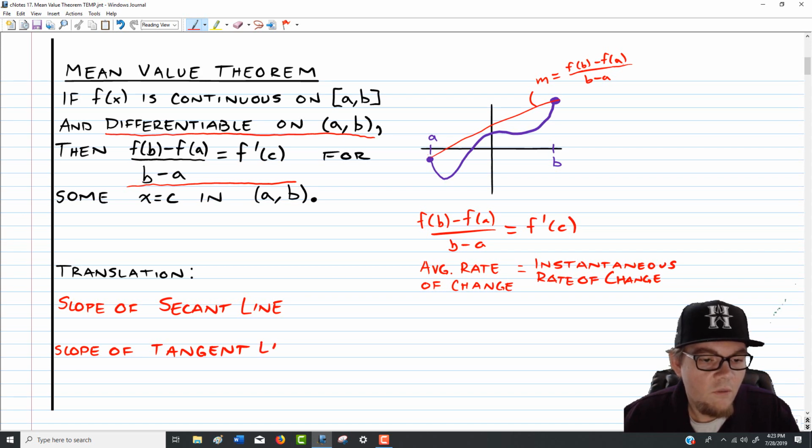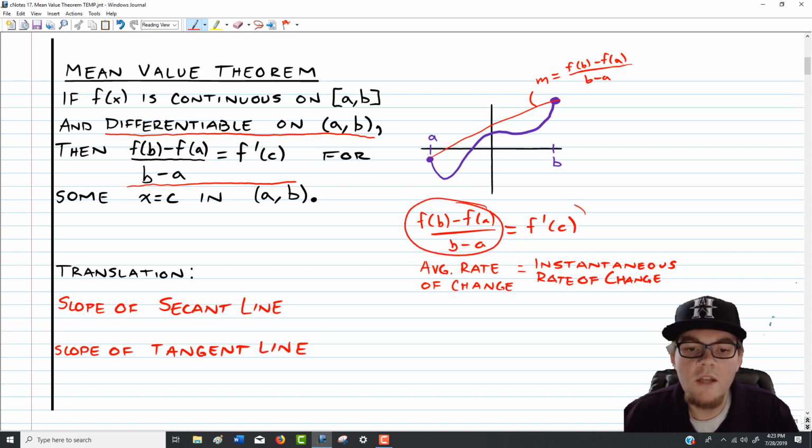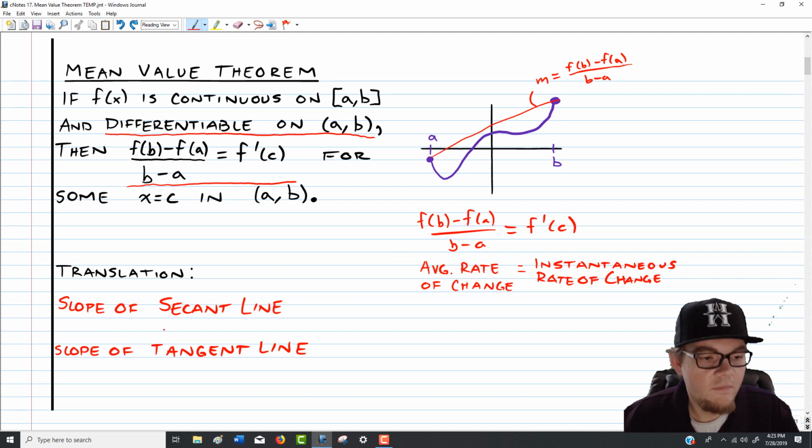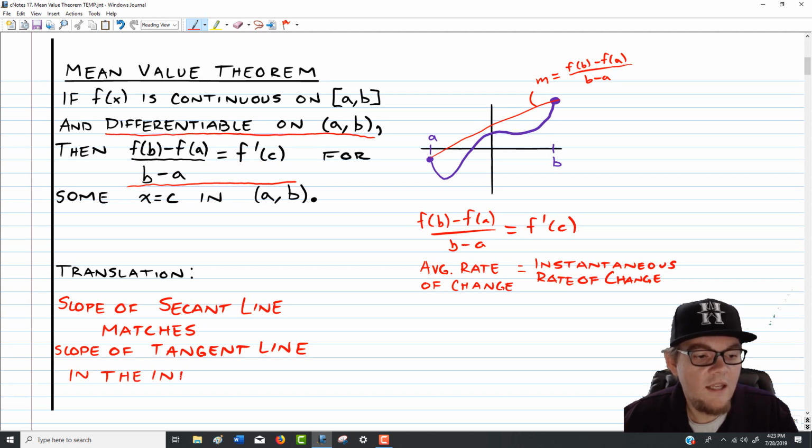So in our case, we've said that those two slopes, the slope of the secant line, or the average rate of change, and the slope of the tangent line, or the derivative, have to be equal at some value in between the endpoints. So the slope of the secant line matches the slope of the tangent line in the interval. That's what we're looking at. And again, given certain conditions are met on the function.